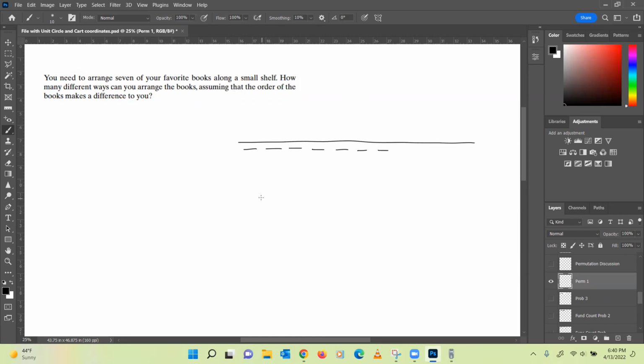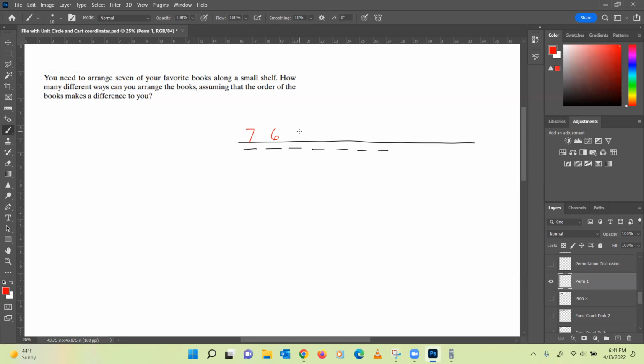And so if I were aligning these, and order kind of made a difference to me, how many different ways can I rearrange this? So let's think about this for a minute. If I had the 7 books sitting here on the floor next to me and I was putting them on the shelf, how many different books do I have available for the first slot? Well, that would be all 7. But once I place the 1, how many do I have available for the second slot? Now I only have 6 available.